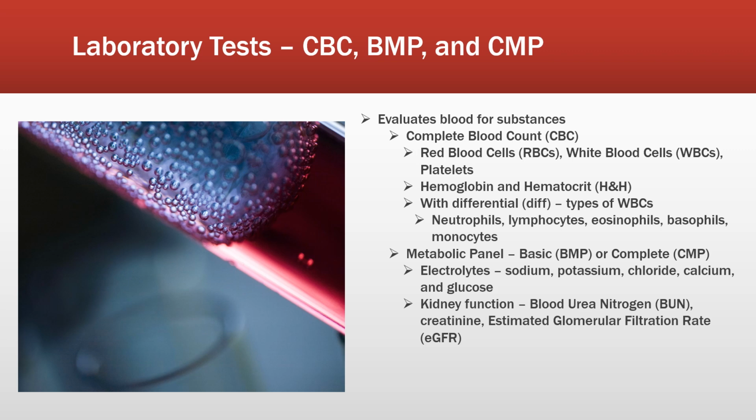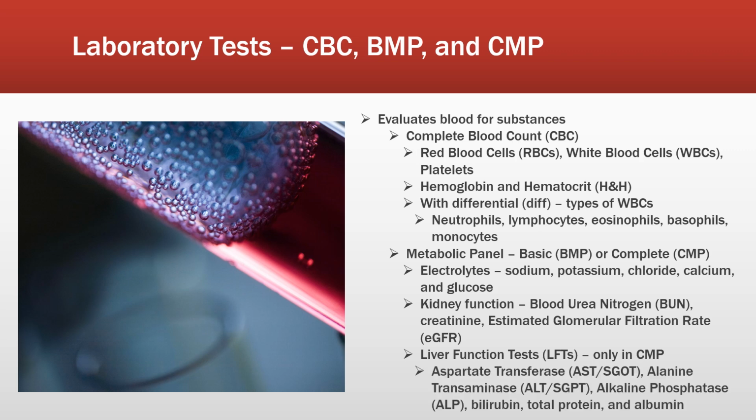filtration rate, or eGFR. Liver function tests, which we abbreviate LFTs, are the difference between a BMP and a CMP, and they include aspartate transferase, called AST, also known as SGOT, alanine transaminase, or ALT, also called SGPT, and alkaline phosphatase, or ALP, as well as bilirubin, total protein, and albumin.